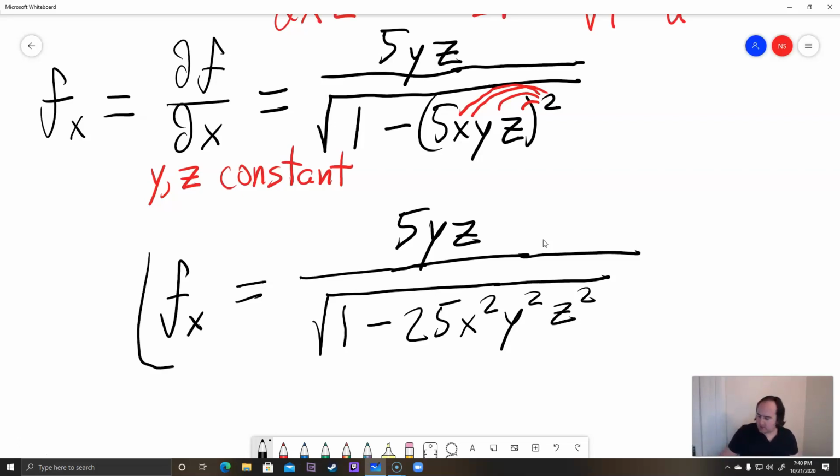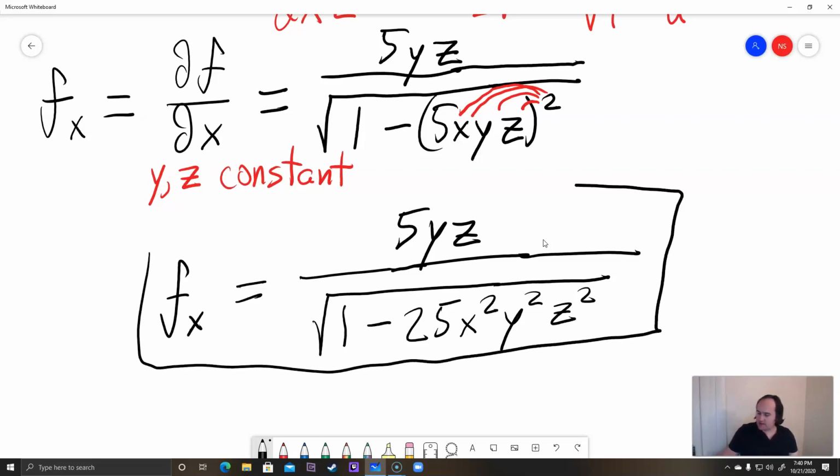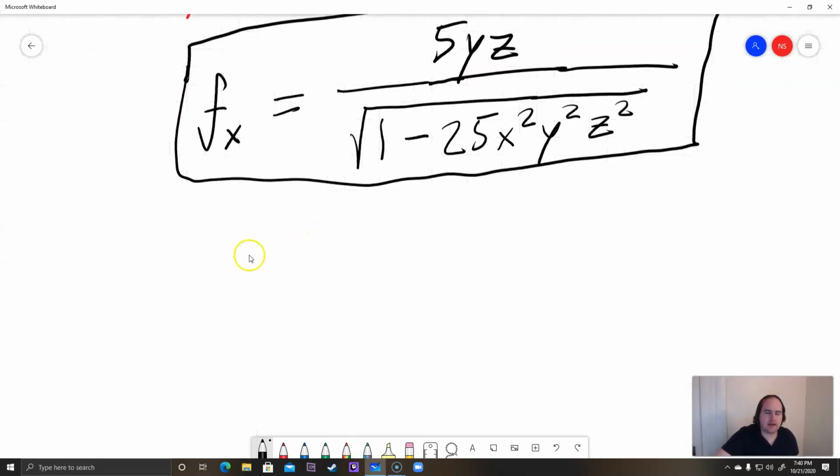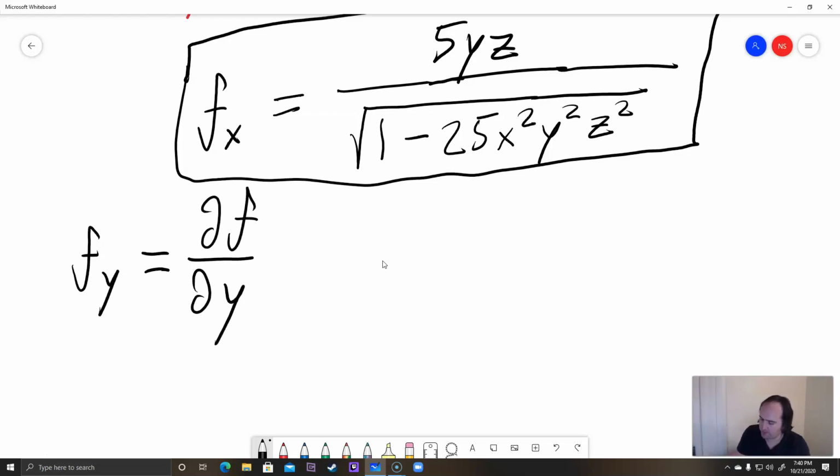Okay, so I'll box that one. So then let's go ahead and find f sub y and f sub z. We already found the partial with respect to x. Now we're going to find the partial with respect to y. So f sub y is the same as partial f partial y.